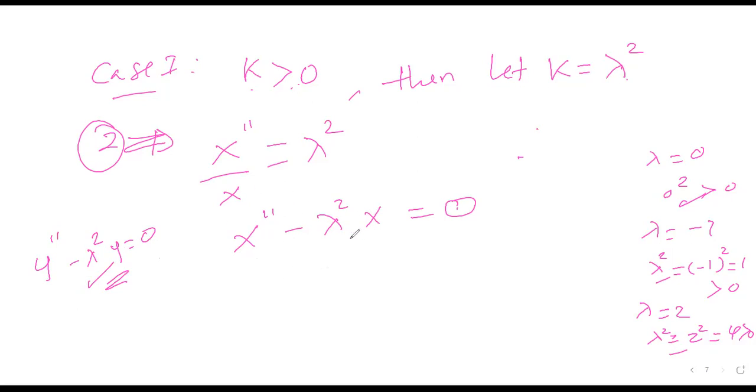We say d squared minus d. We take it like this, d squared. Like I'm not using it here. Okay, you know how to do that. Okay, d squared minus lambda squared x equal to 0, and you know what m is: m is equal to plus or minus lambda, something like that.